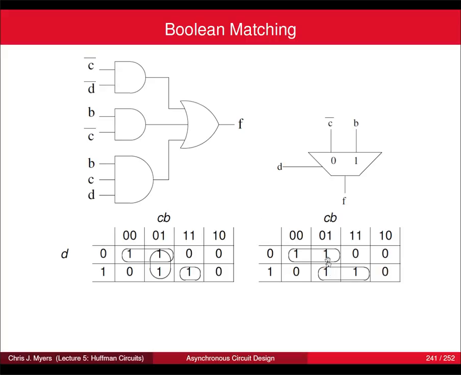But this is actually the way it's represented logically in the Karnaugh map, and so there's actually going to be that dynamic hazard possibility within that 2-input mux.